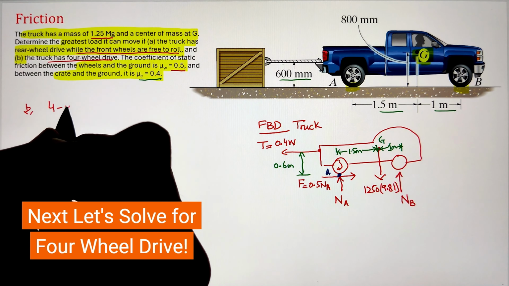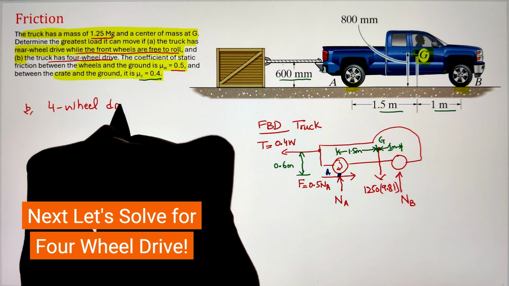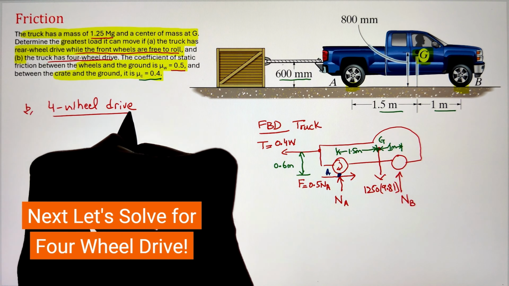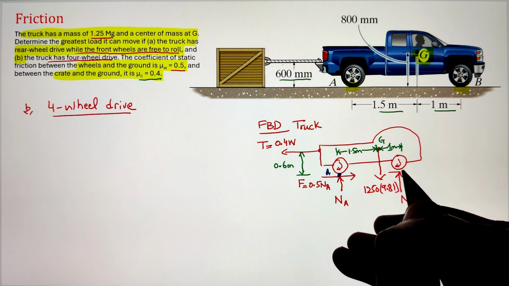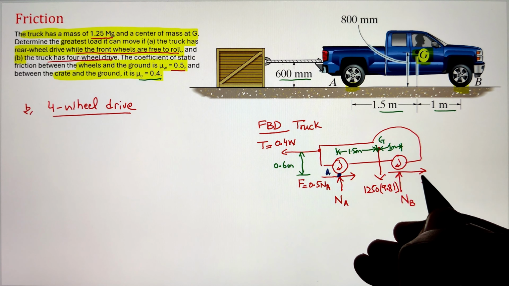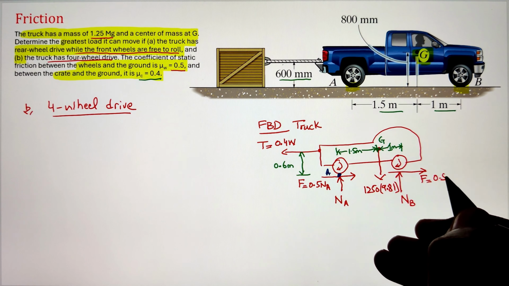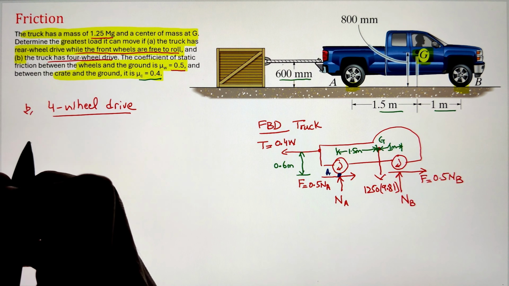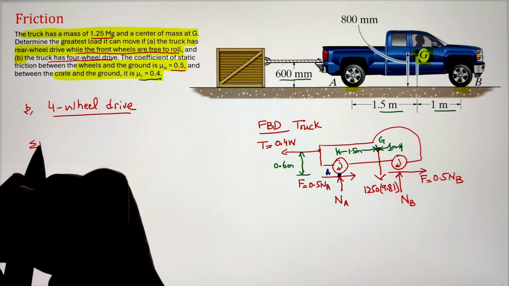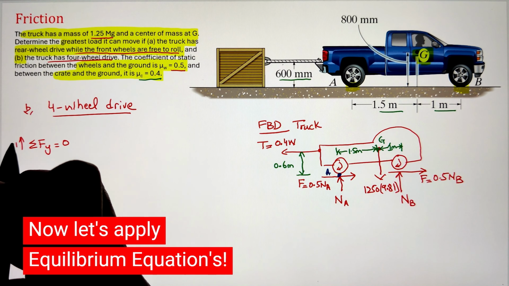Now, when we are saying that it is a four-wheel drive, the only change in the free body diagram will be that now the front wheels are not free to roll, so there will be some frictional force present there as well. So just like the rear wheels, the front wheels are moving in the clockwise direction, we will have a frictional force opposing that motion equals 2.5 times NB, while the rest of the free body diagram will remain the same.